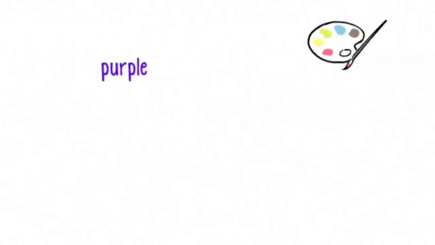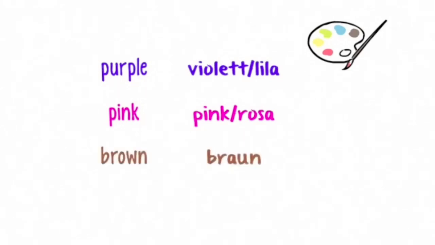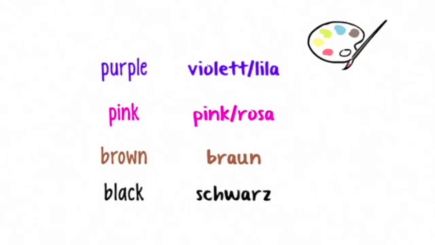Purple. For purple we have 2 words: violett, or lila. For pink, we also have two words. The first one is exactly the same as in English, pink. And the second one is rosa. Then we have brown, braun, and black, schwarz. Violett, lila, pink, rosa, braun, schwarz.